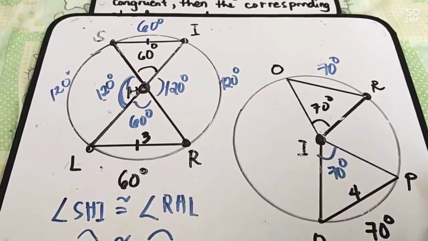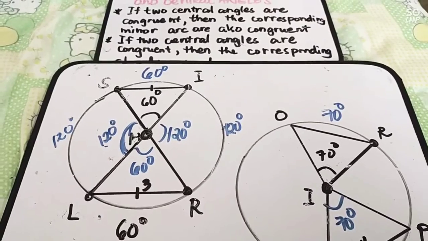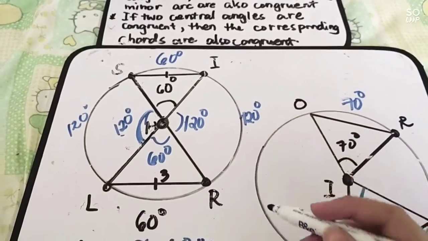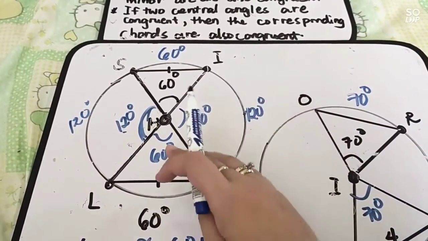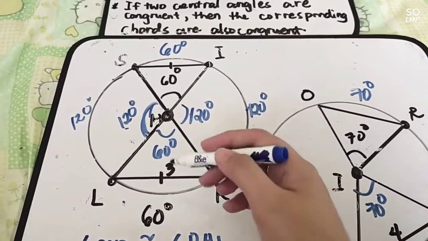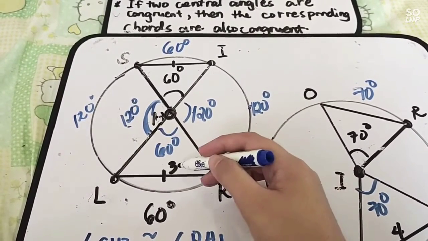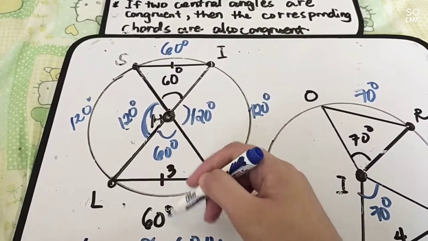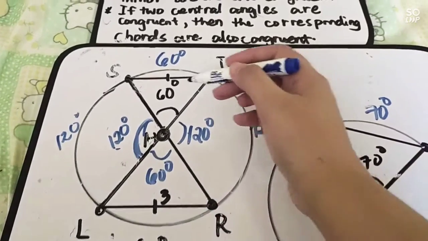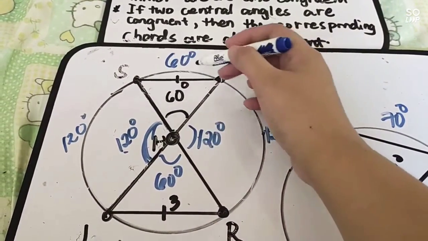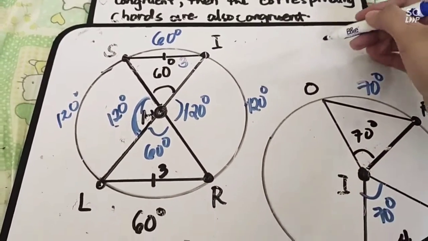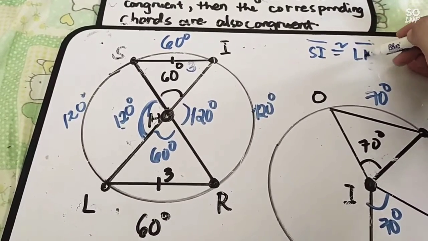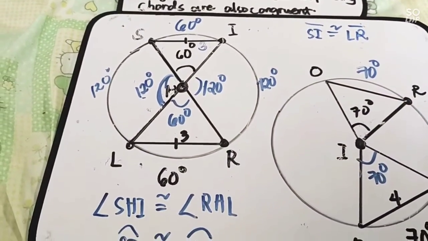For the second theorem, it says if two central angles are congruent, then the corresponding chords are also congruent. So, I placed a chord here on the same central angles. Here, we have a chord. Its measurement is 3. So, since it is in a central angle and they have the same measure, therefore, the measurement of this chord SI is also 3. Meaning, line segment SI is congruent to line segment LR. Okay? So, this one.